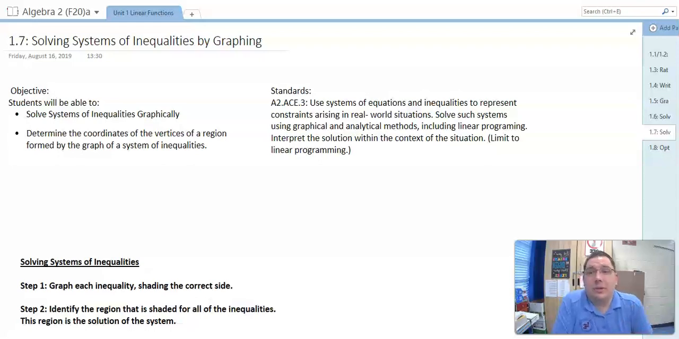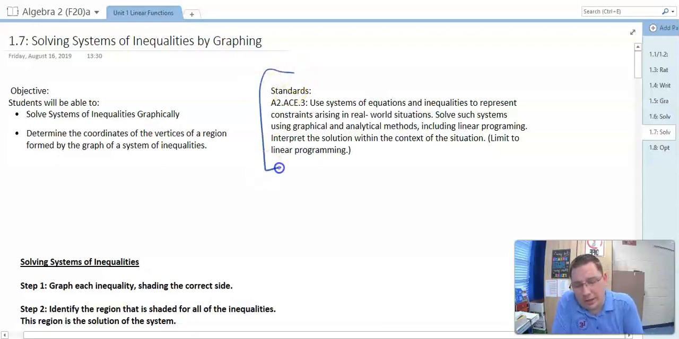Hey there, y'all. Today we're going to look at 1.7 on solving systems of inequalities by graphing. Our objective here is that you'll be able to solve systems of inequalities graphically and also be able to determine the coordinates of vertices of a region formed by the graph of a system of inequalities. Our standard that we're looking at today is continuing in ACE.3, dealing with systems of equations and inequalities.